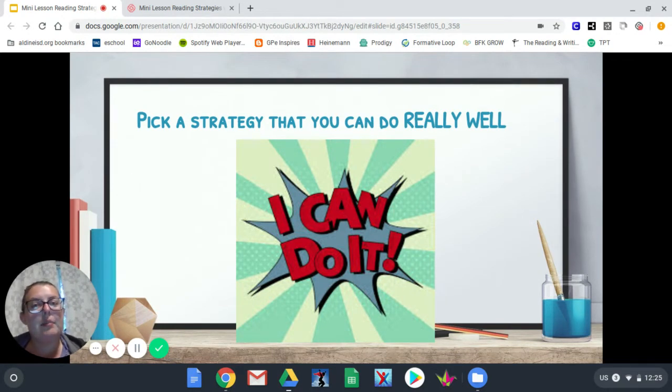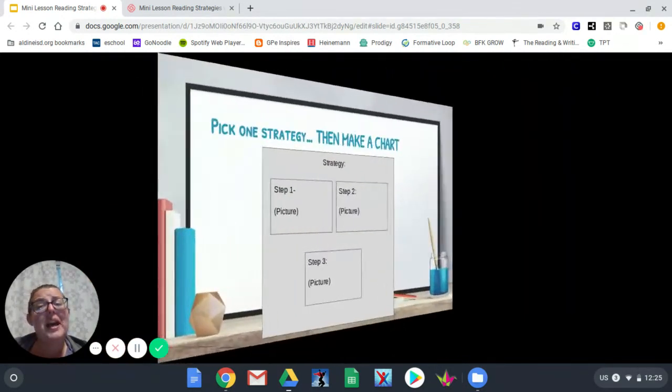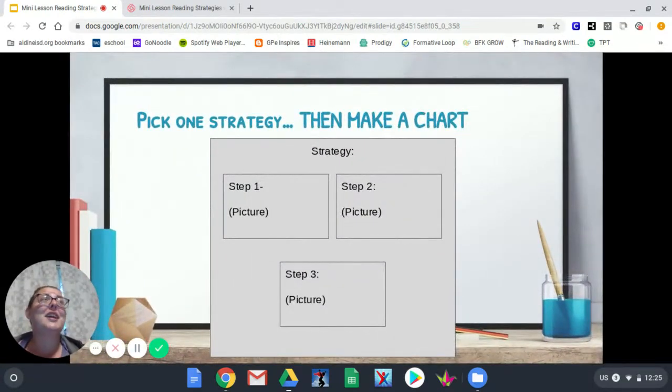You're going to decide that because next you're going to make your own anchor chart. I love making anchor charts because it lets me be creative. So you're going to pick one strategy. Okay, that could be retelling. You could make it retelling. I chose a different one, but you have to think about the steps you took in order to follow that strategy. And that's where it gets tricky.